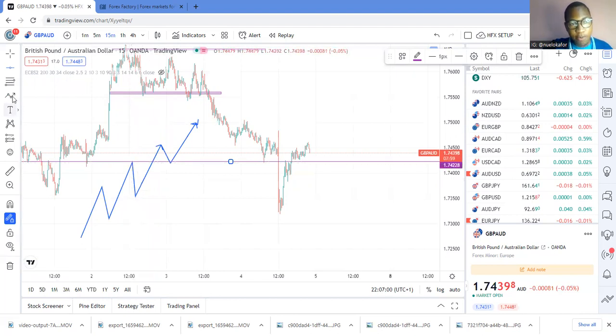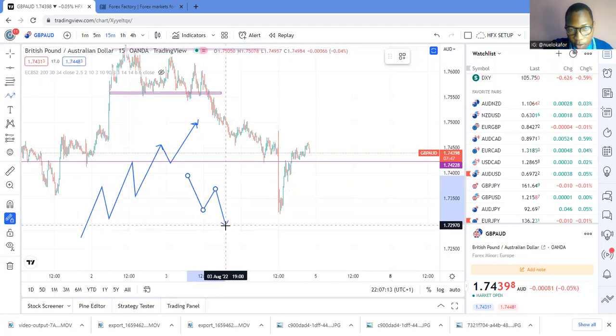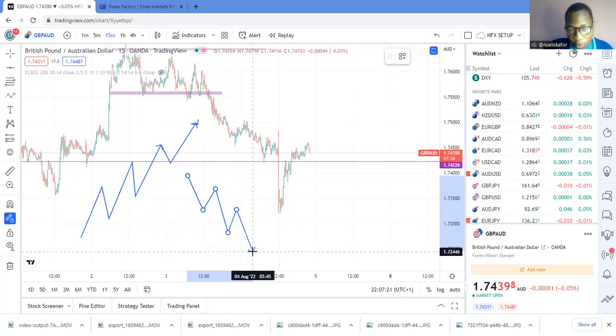I'm going to do an example for a downtrend as well. So let's say price is going down, right? Then it pulls back up a bit and then goes down some more, pulls back up a bit, okay, and then goes down some more.